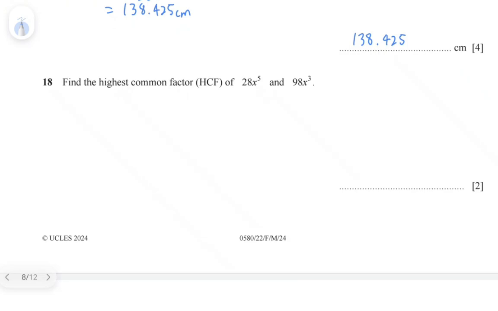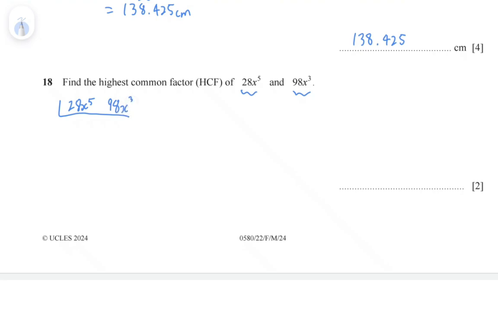Now moving on to our next question, we're trying to find the highest common factor, also known as the HCF, of 28x to the power 5 and 98x to the power 3. So we're going to do this in two ways. The first method using this diagram, where we write the two values we're trying to find the HCF for. And then we will look at the common factors.